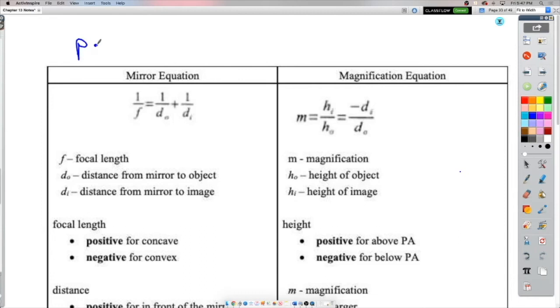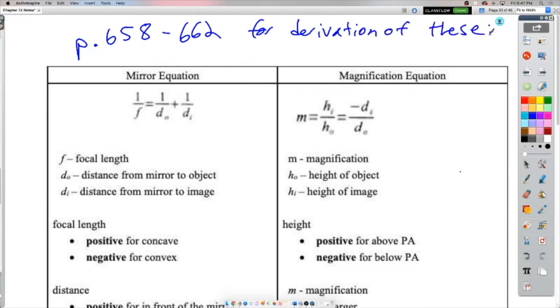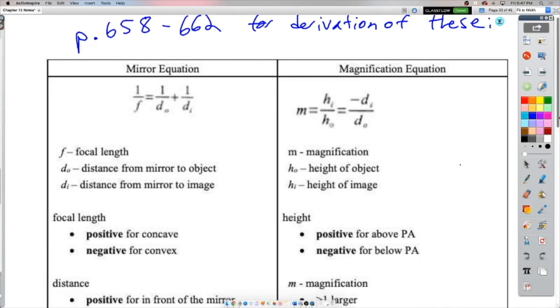Okay, so if you're not okay with those 3 rules for the rays, you can start there, but pages 658 to 662 do an awesome job of showing where these equations come from. However, if you are okay with just accepting them, that is where I'm going to go. I'm just going to say, just accept these equations. They work, okay? All right. So these are the equations we're going to use.